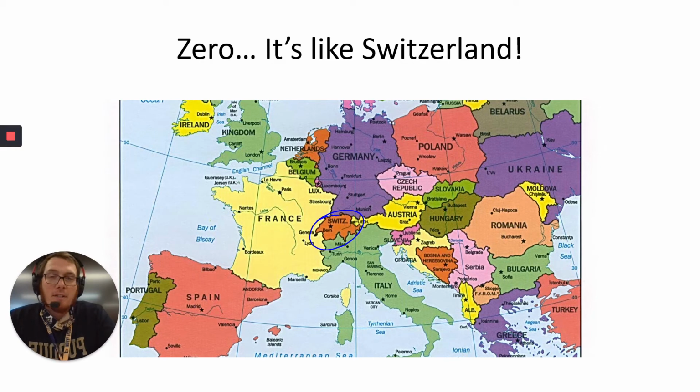And what's the benefit necessarily? So there may have been something else to it than just they're neutral to leave them alone. But the idea of 0 being neutral is the same as Switzerland.